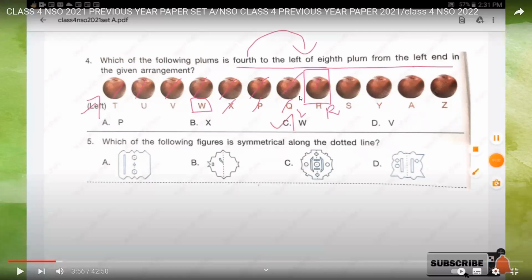Very good. Excellent, Devanshu. Tell me number 5, Devanshu. Yes, ma'am. Ma'am, option C. Let's see.